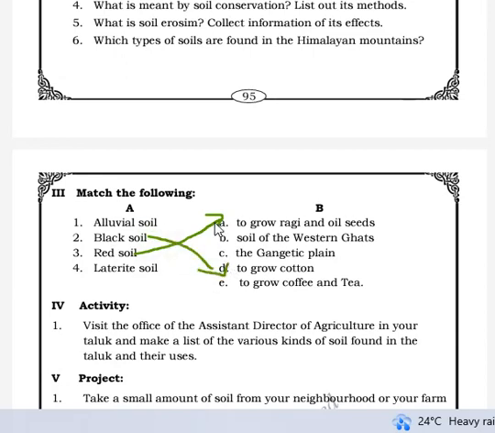Now only two options are left with us. One is alluvial and the next one is laterite soil. So laterite soil, which option can we check over there? Laterite soil is used for growing coffee and tea. This is the option. Now the only thing left with us is the alluvial soil, and is it found in the soil of Western Ghats? No, it is found in the Gangetic Plain because it is formed by the deposition of silt. It is found in the Gangetic Plain. So with this, we have finished fill in the blanks and match the following.